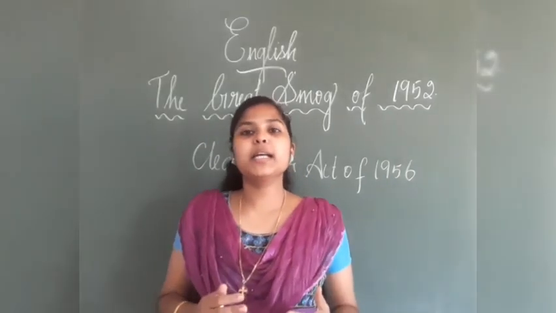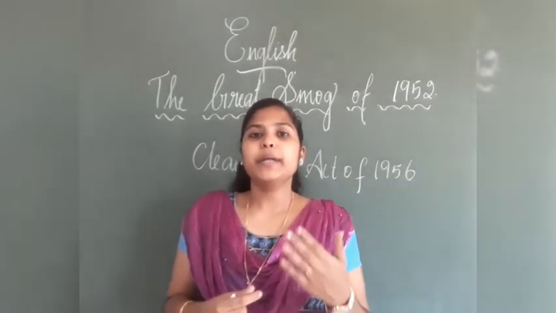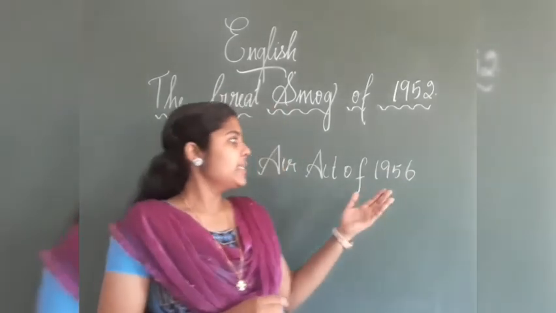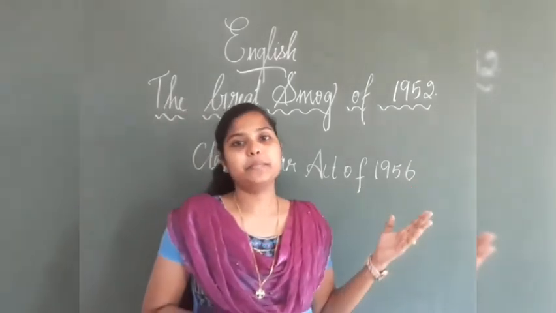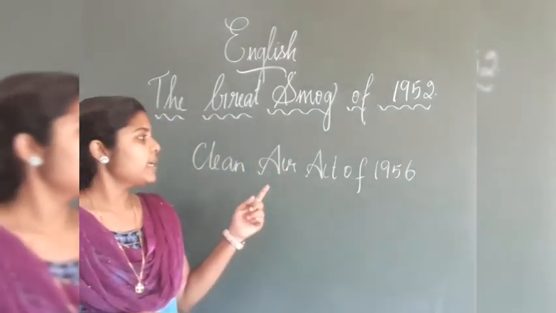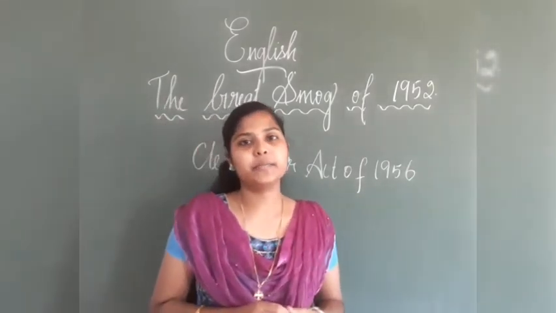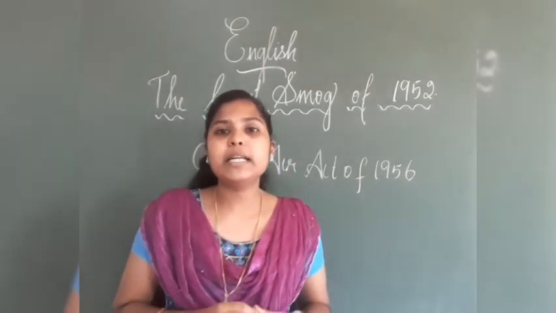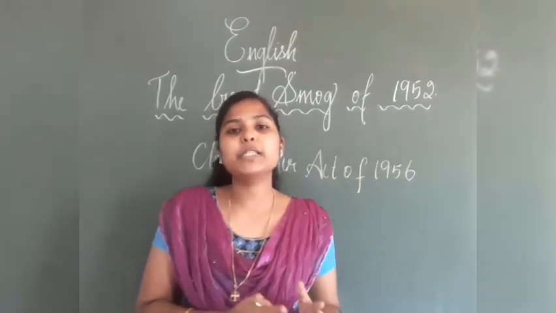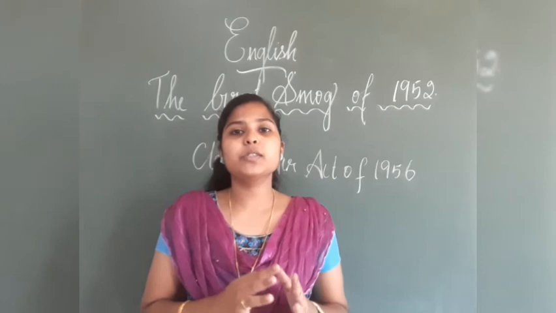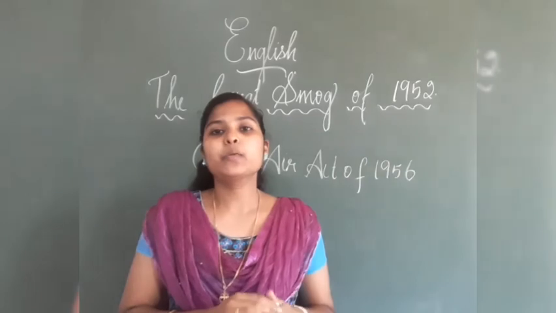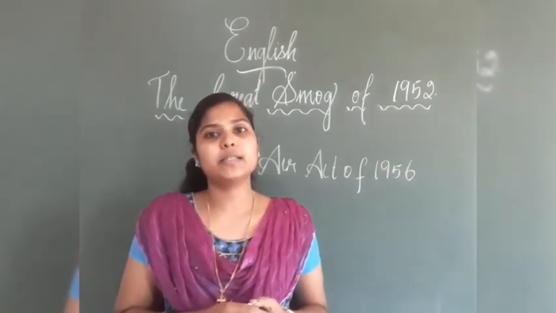So at first the British government did not take any precautionary steps or any actions to control this air pollution. But later, in the year 1956, the British Parliament announced an act, that is Clean Air Act of 1956. Based on this, they regulated so many rules and restrictions for the factories and industries to control air pollution. How to dispose the industrial wastes which are emitted from the factories and industries.